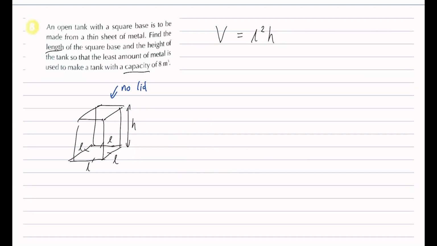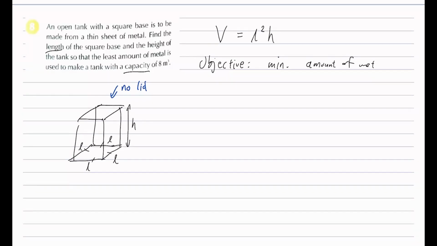What do they want? They want the least amount of metal used to make a tank with a capacity of 8 cubic meters. So what is our objective here? To minimize the amount of metal, correct? So you must remember the objective here. Objective here is, let's write it in English first. Minimize the amount of metal.